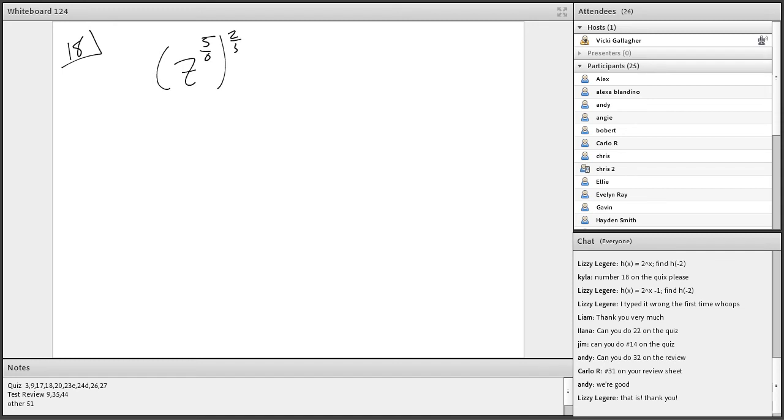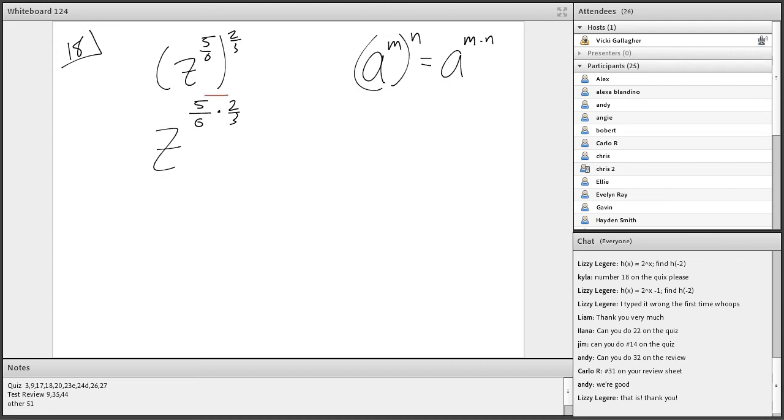And we did a problem like this earlier today. This is the rule that says a power to a power is a multiplication problem. So I'm going to multiply 5/6 times 2/3. And when you're multiplying, there's 2 different ways you can do it.